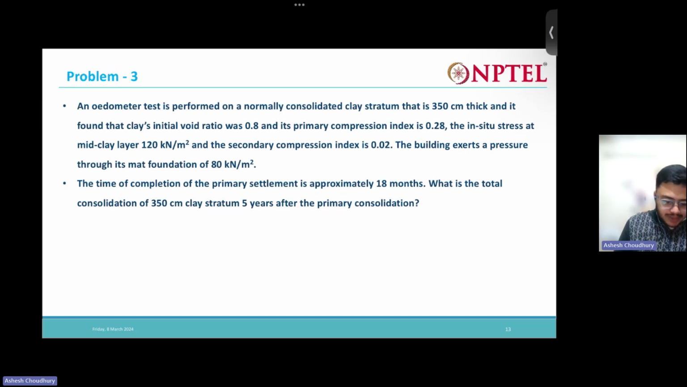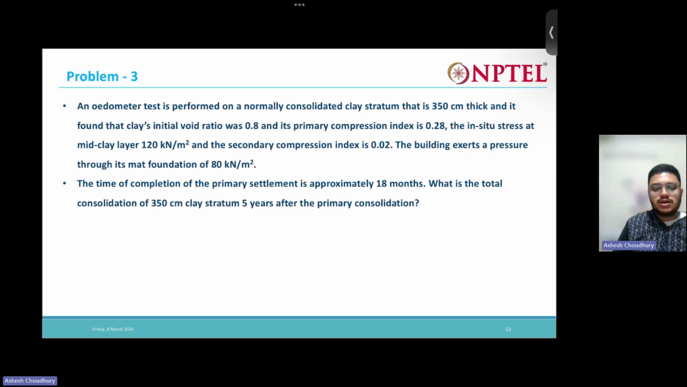So what we need to do here is that first, 5 years after the primary consolidation has occurred, we need to determine the consolidation that is taking place. So that consolidation which takes place after the primary consolidation is nothing but our secondary consolidation, right? So 5 years after the primary consolidation has occurred, we need to find out how much consolidation has taken place, right? This total consolidation finally we have to find out.